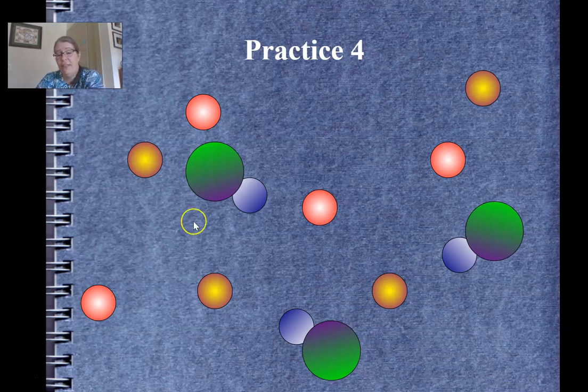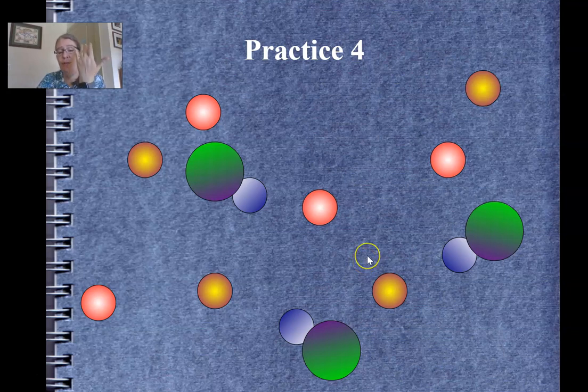So now it appears I have 3 different things in here. I have the red circles, I have the orangey circles, and I have this, which seems to be coming as a unit, and it comes as a unit of 1 blue, 1 green, 1 blue, 1 green, 1 blue, 1 green. So I have a compound here. So I have 2 elements and 1 compound.